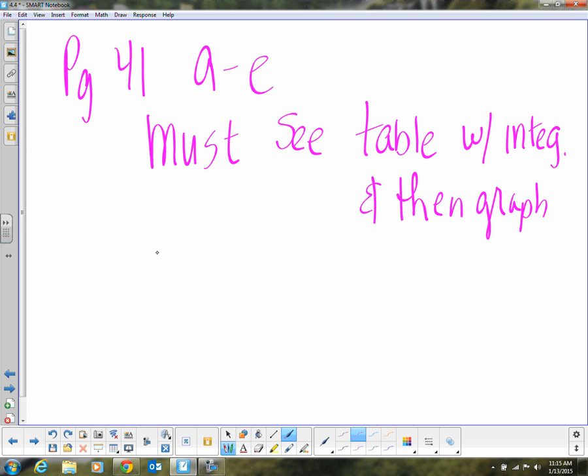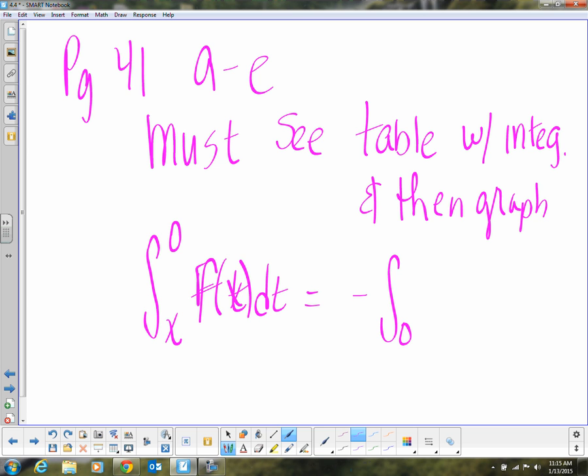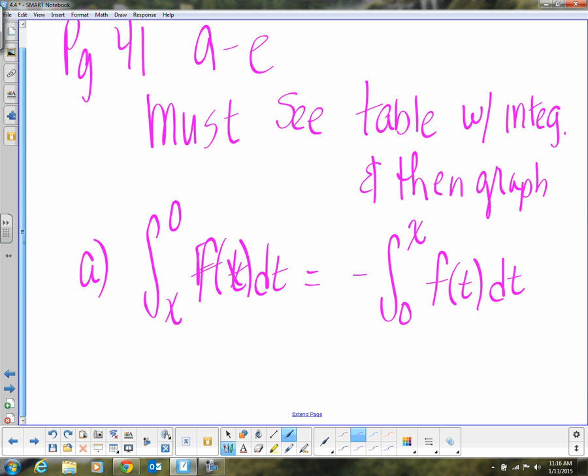So, when you go to do these, the first one, x is on the bottom. Are we going to leave it that way? That should be dt, that should be little f. No. What are we going to do? Take the opposite. 0 must be on the bottom, x must be on the top when we're graphing. Any questions for A? Okay.